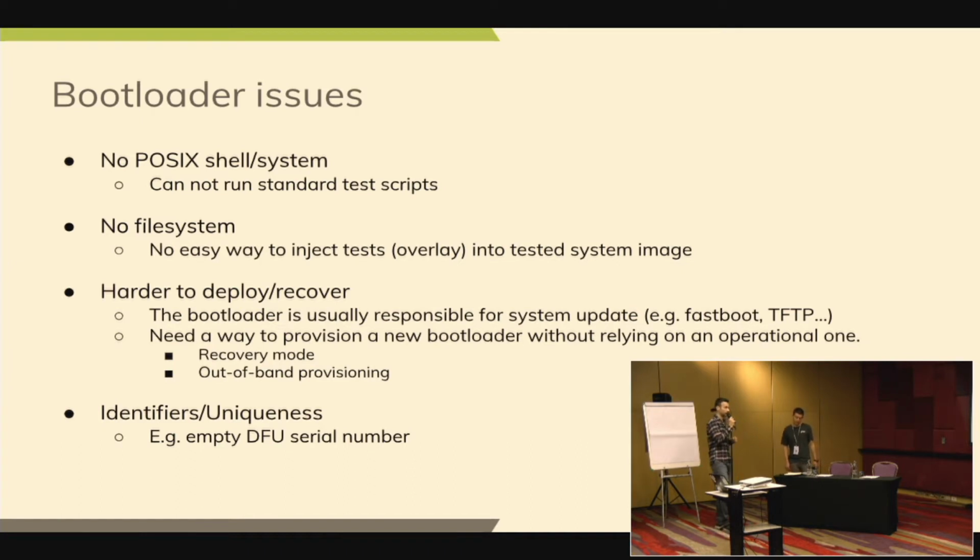Some of the hardware and boards implement a low-level primary bootloader, which supports some deploy methods like DFU and so on. But from experience, we see that many of the boards that implement DFU, for example, don't have any unique identifier. So this makes it hard to automate in a lab.